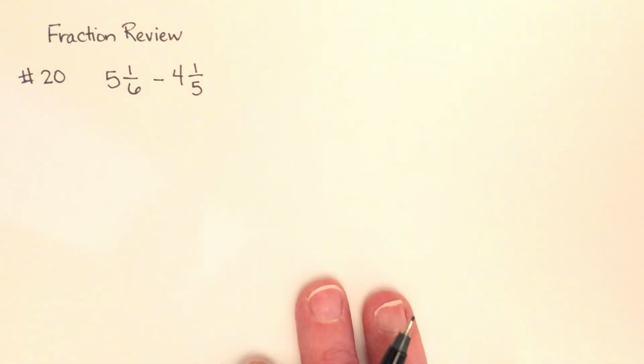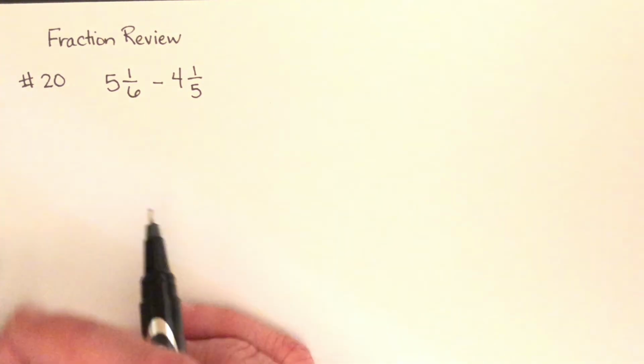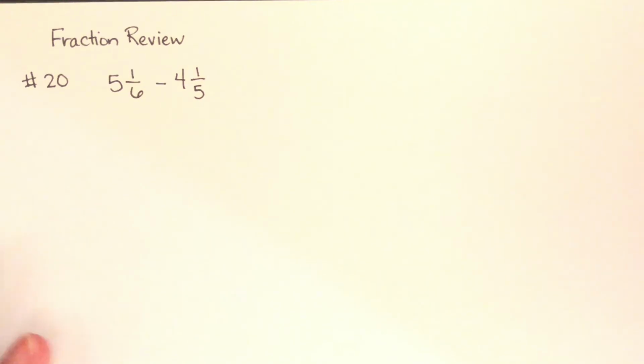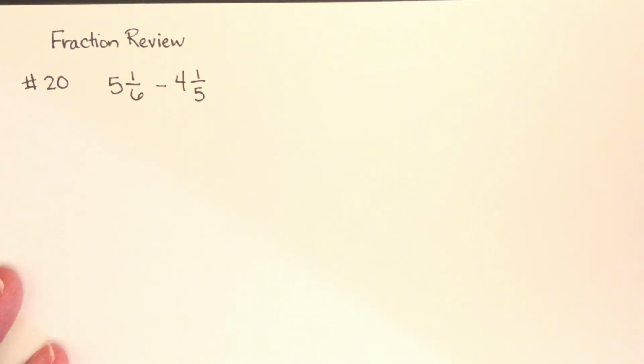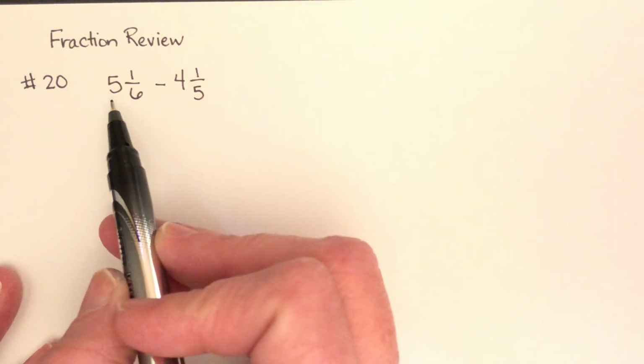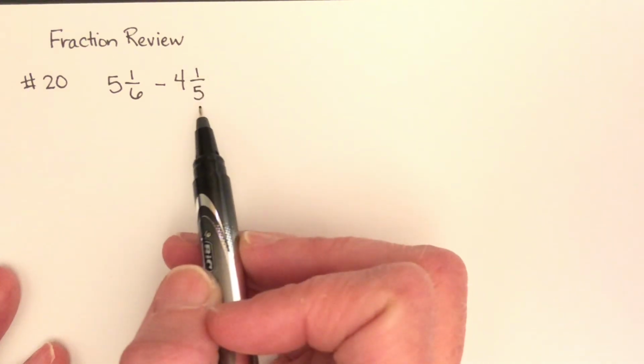This is question number 20 from the fraction review. First thing I want to make sure you all remember is that we will all have slightly different problems, but you should be able to follow along with what I am doing right now and work whichever numbers your particular problem has in it. I want to take 5 1/6 and subtract 4 1/5.